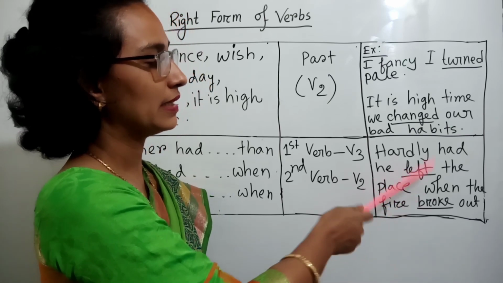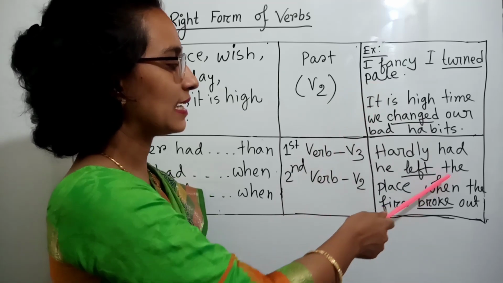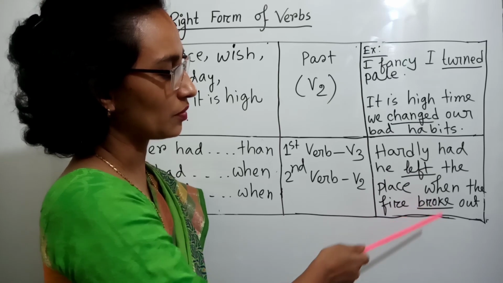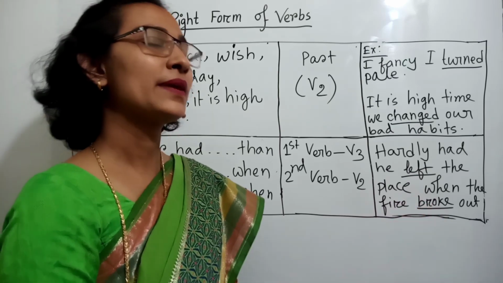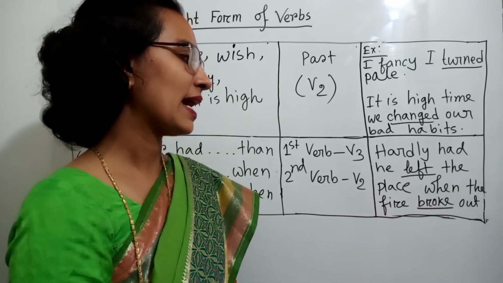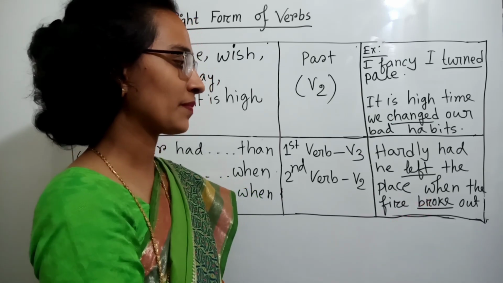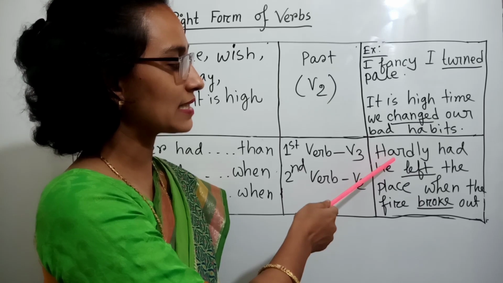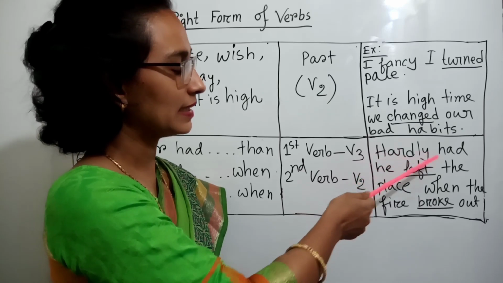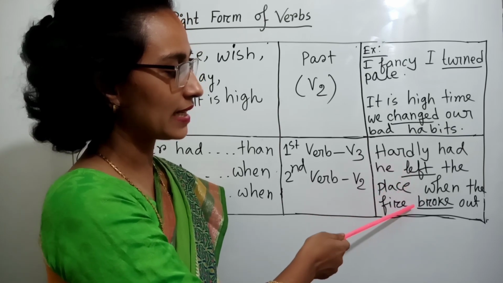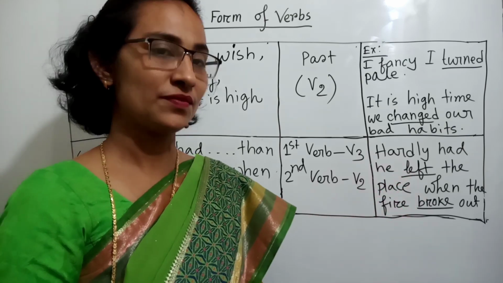Leave, left, left. And the second verb is in: when the fire broke out. Broke is the past form. The present form is break, and the third form is broken. Here I wrote the V2 form. So if we see hardly, scarcely or no sooner had in the sentence, then the first verb will be the V3 form and the second verb will be the V2 form.